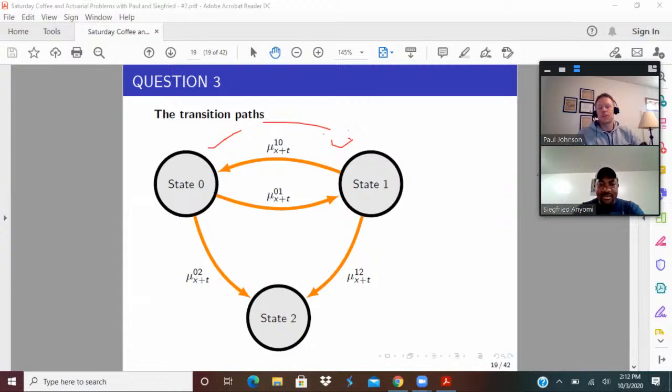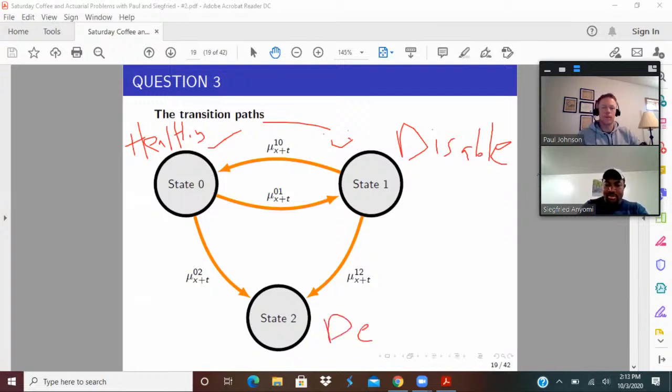So this model could be like state 0, alive and healthy. State 1 could be maybe disabled or sick or something like that, where you could get back to healthy, and then state 2 would be like death. That would be an example. They could be anything you want them to be, but that's probably a classic life insurance type example.